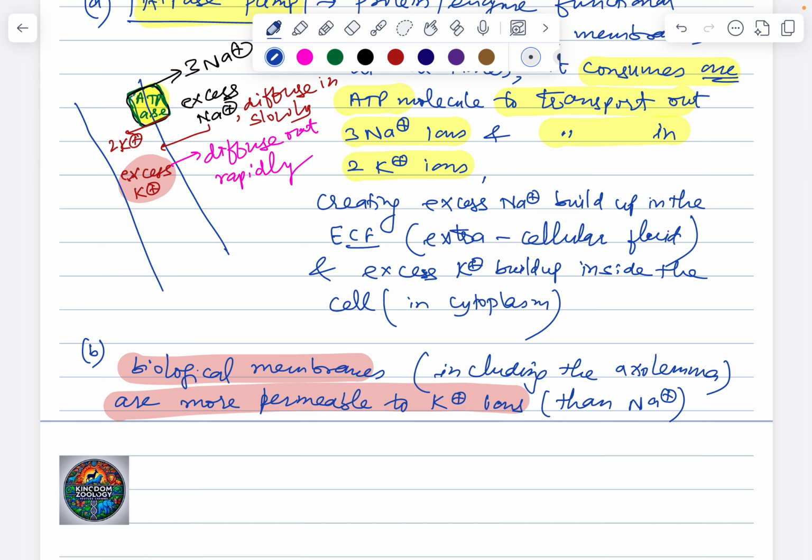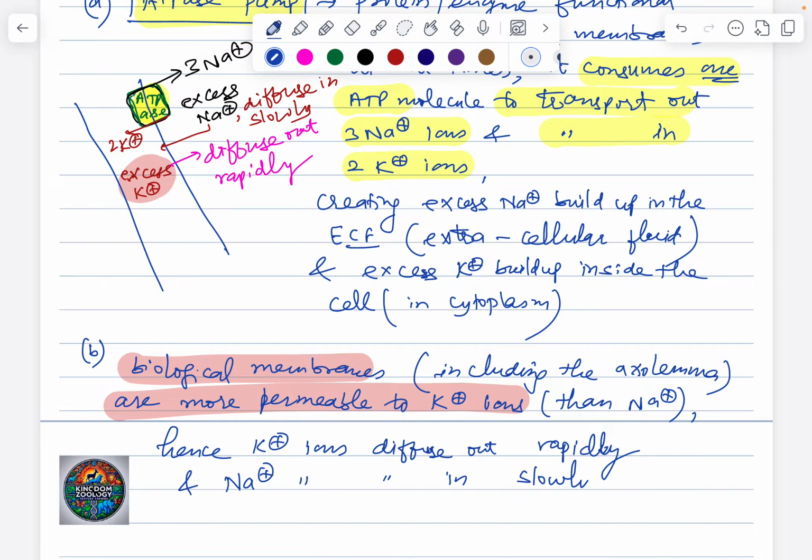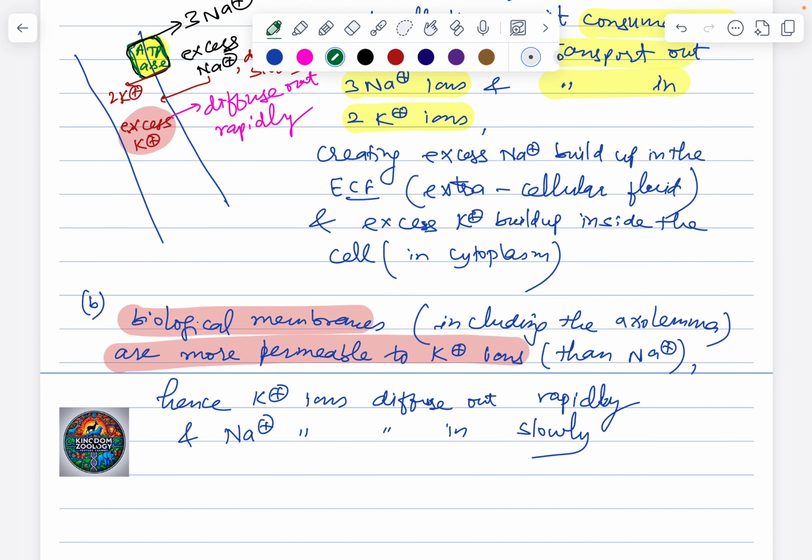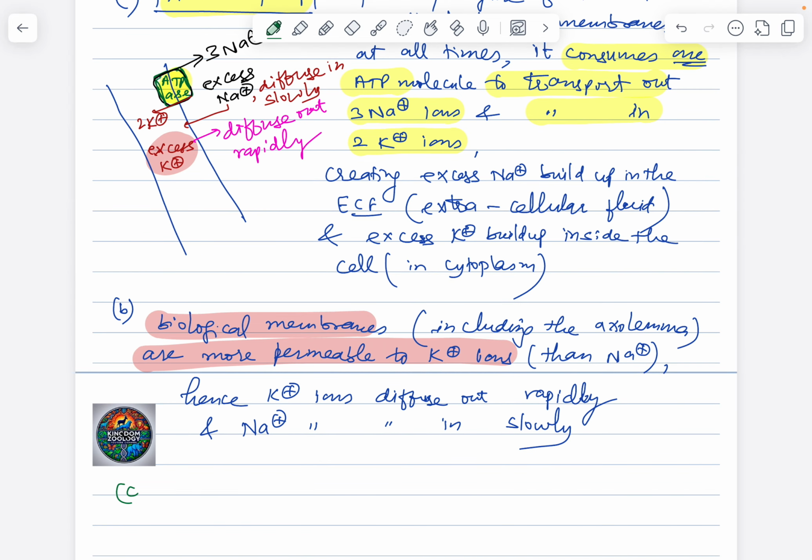Okay, so biological membranes are more permeable to potassium ions than to sodium, hence potassium ions diffuse out rapidly, and at the same time sodium ions diffuse in slowly. This creates a positive ion excess outside. But that's not all. There are other reasons also behind the existence of the resting potential.